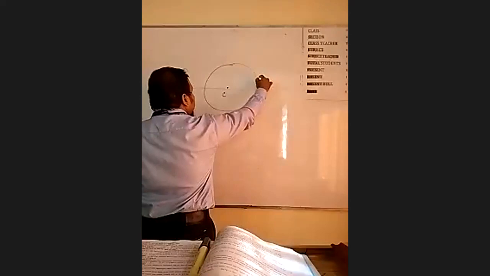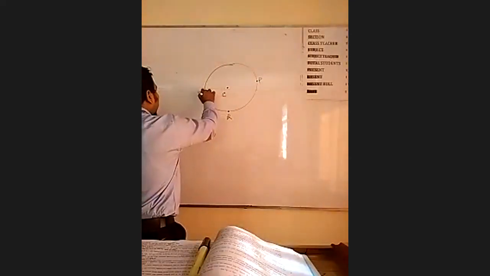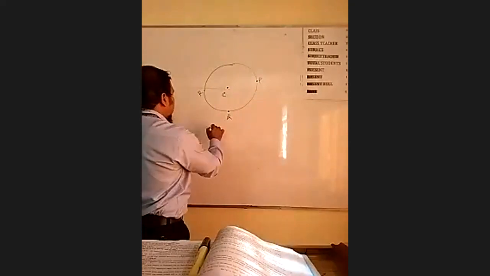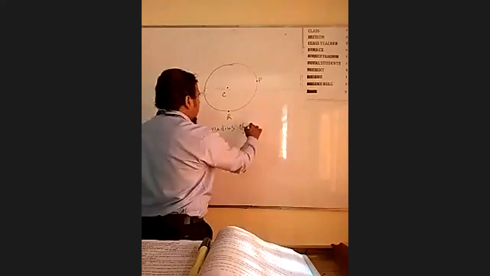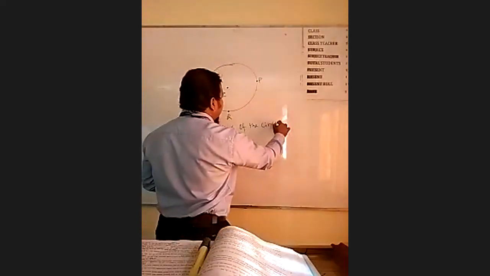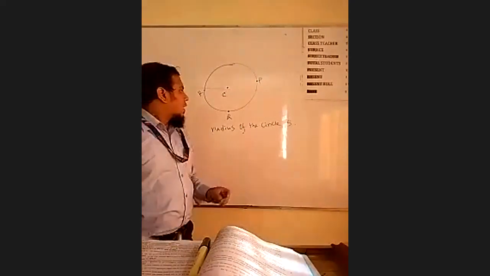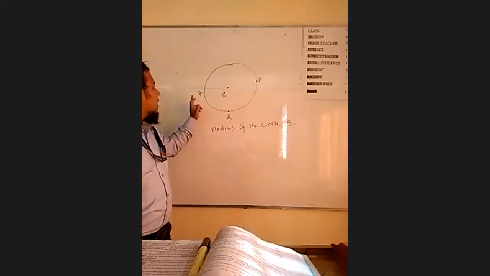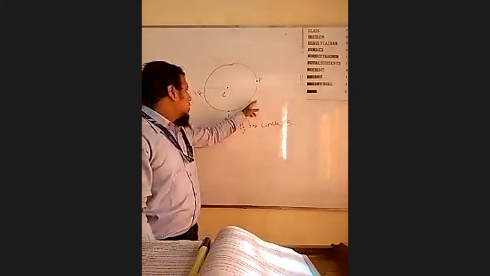For example, there are points P, Q, R. The radius of the circle is 5 square unit. Can anyone say what is the similarity between P, Q and R?